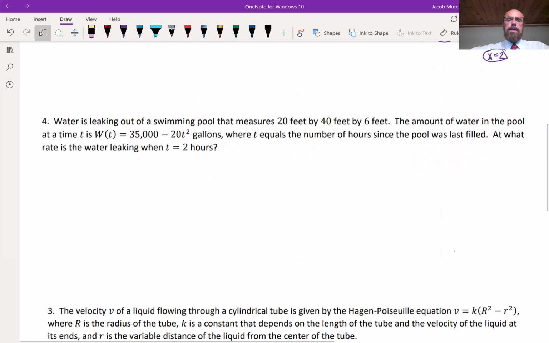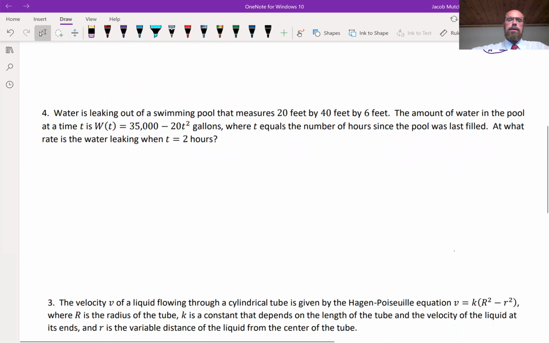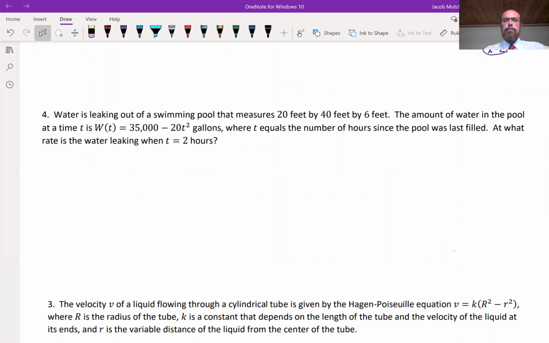Our second example here is about water that's leaking out of a swimming pool. So the swimming pool measures 20 feet by 40 feet by 6 feet. The amount of water in the pool at a time t is W at t equals 35,000 minus 20t squared gallons, where t equals the number of hours since the pool was last filled. At what rate is the water leaking when t equals 2 hours?